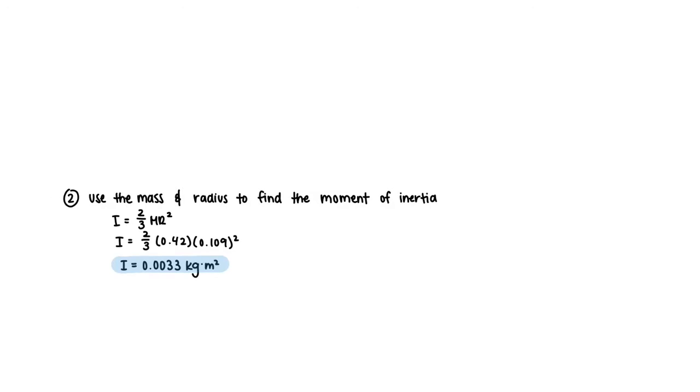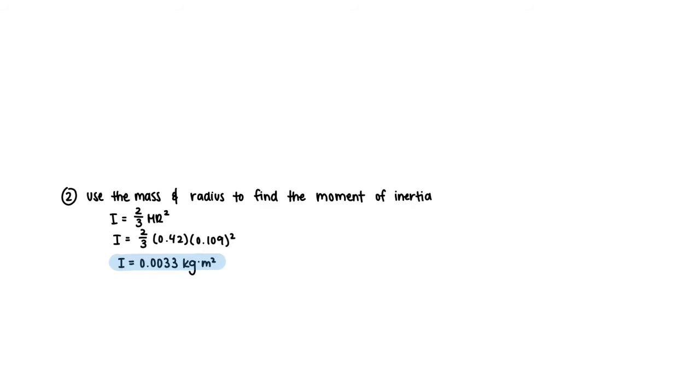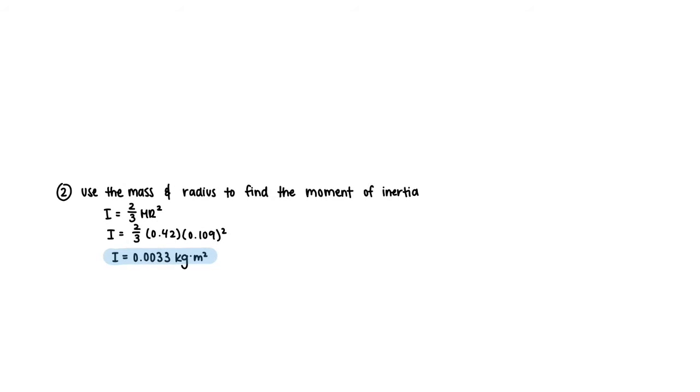Step 2 is to use the mass and the radius to find the moment of inertia. You have to weigh the object and find the mass of the object, and then using the radius that was previously calculated, plug into a moment of inertia formula. A soccer ball is a thin spherical shell, so the formula for the moment of inertia is I equals 2/3 m r squared. And you get, in this situation, that the moment of inertia is equal to 0.0033 kilograms times meters squared.